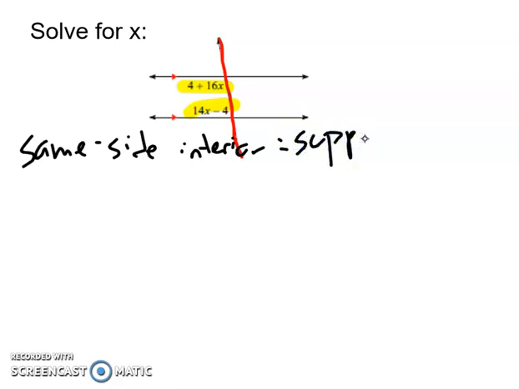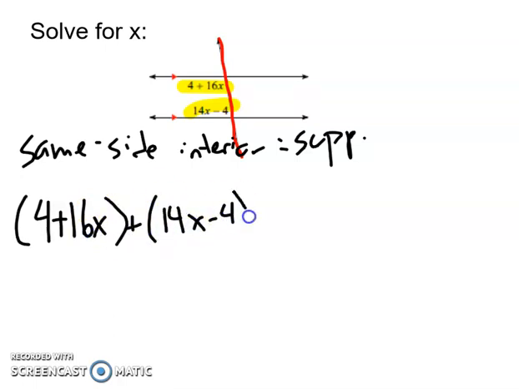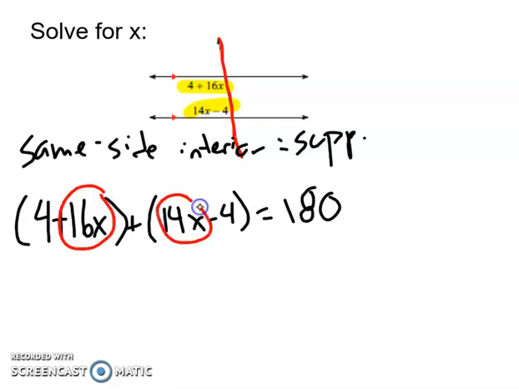I'm going to abbreviate supplementary, meaning they add up to 180 degrees. So I take my first angle, 4 plus 16x. I add it to my second angle, 14x minus 4. And since they're supplementary, they have to add up to 180. Well, I have some like terms. I have 16x plus 14x. That's going to give me 30x. I have 4 minus 4. That's going to give me 0. So guess what? They actually cancel out.